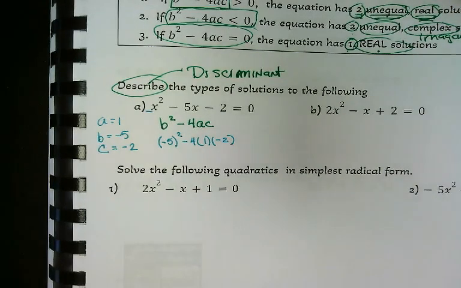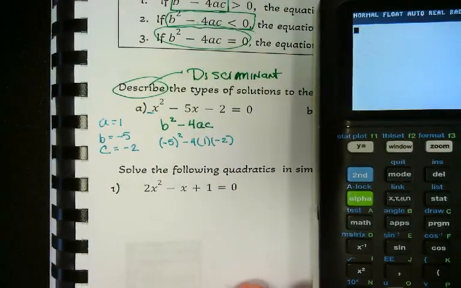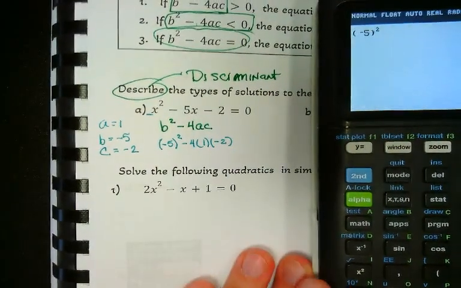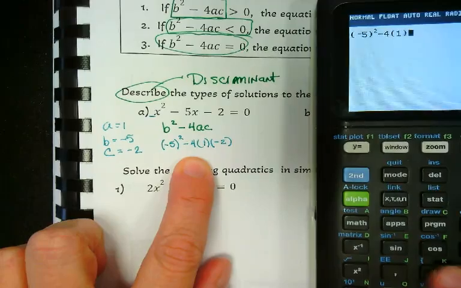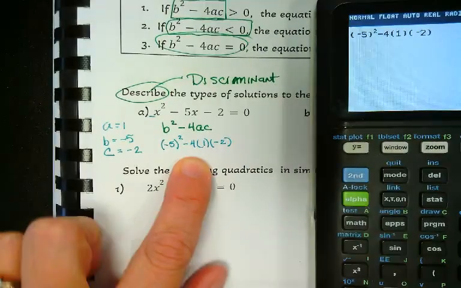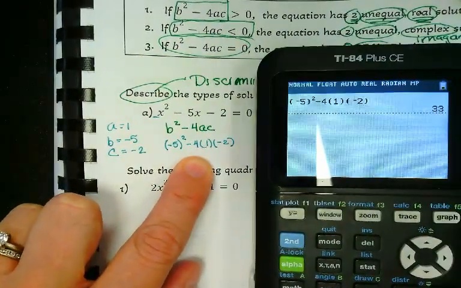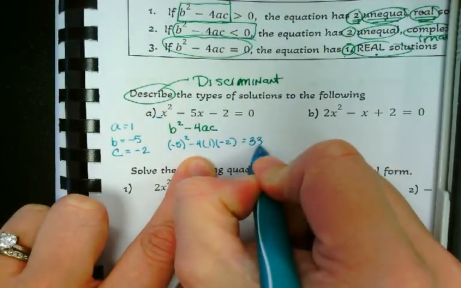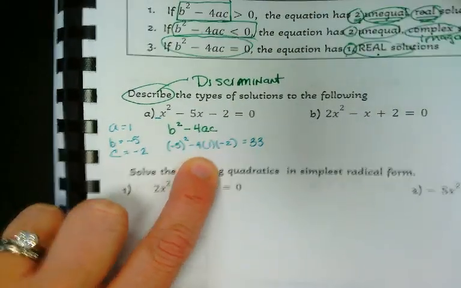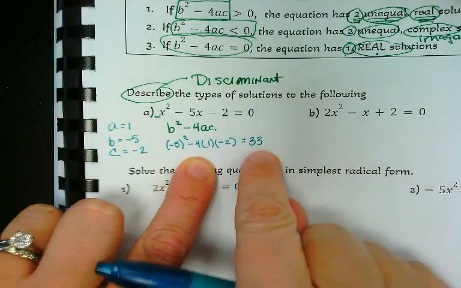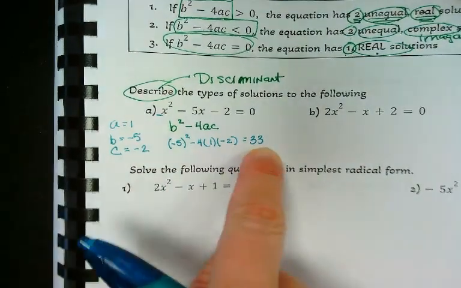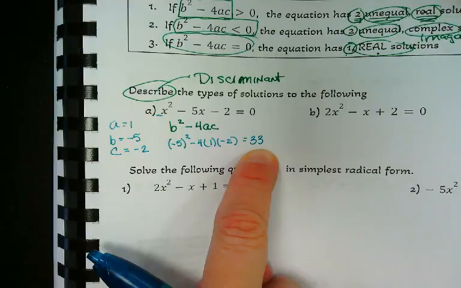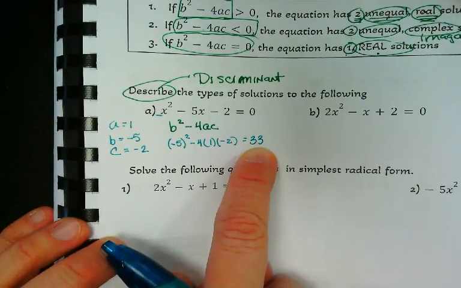So again, with the parentheses, (-5) squared minus 4 times 1 times -2. Does 33 sound right? Okay, so now, based off that number, you have to describe the roots. So you're kind of doing some self-talk here. You're saying this number is under the radical. So let's eliminate a word. Is it real or imaginary if I get 33 under a radical? Is it a positive or a negative?